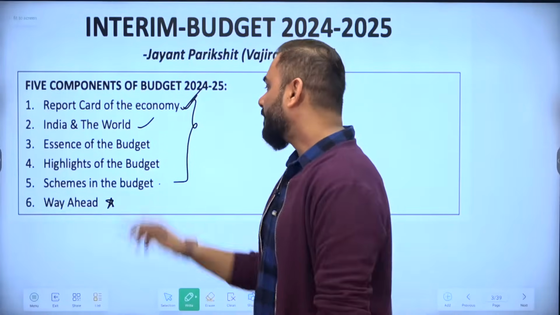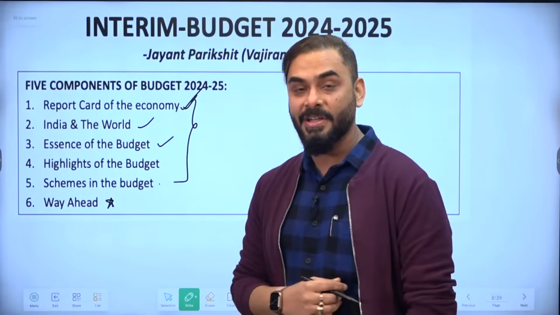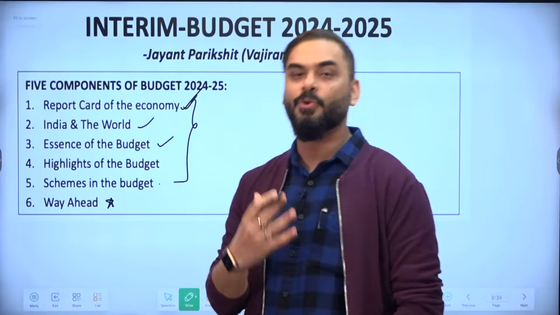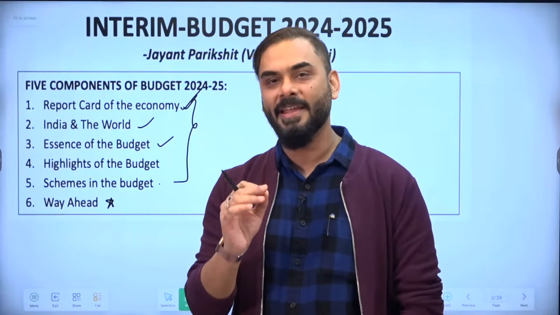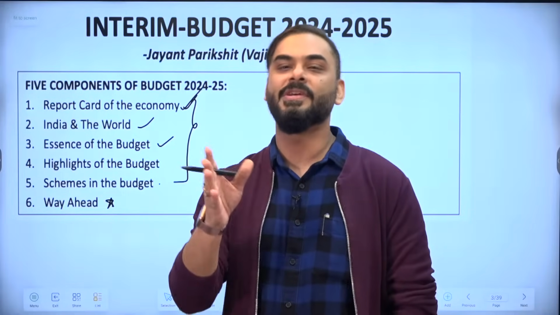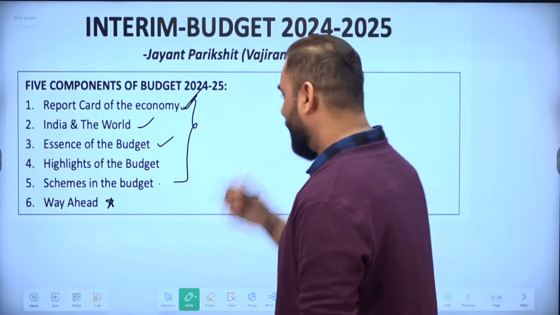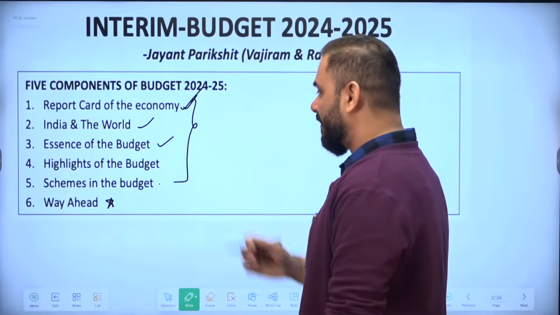Now, the third part of the budget is the essence of the budget, which is called the soul of the budget. That is, what exactly is the government of India thinking in terms of taking the economy, society, and the country in a particular direction. So that is called the essence of the budget, and we will see what it is.